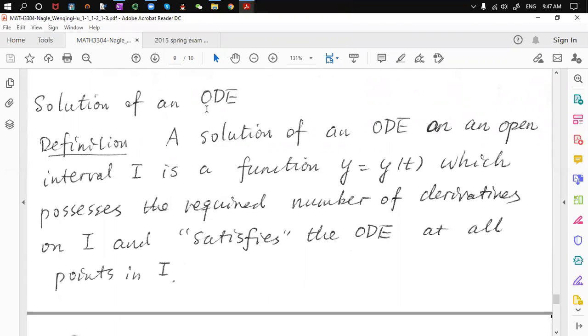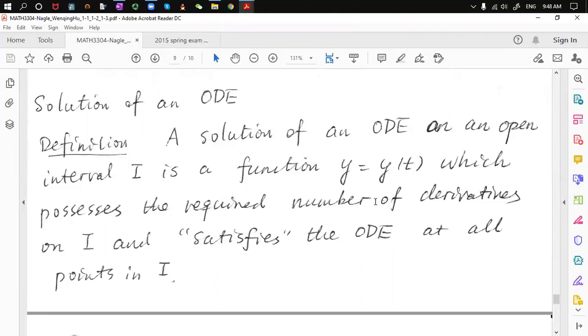differential equation. For the rest of these lectures, we're going to talk about how to solve ordinary differential equations, and therefore we have to understand what the solution of an ordinary differential equation is. In what sense do we say that we have a solution of this equation? Well, the definition says that a solution of an ODE is a function on an open interval that satisfies the ODE.